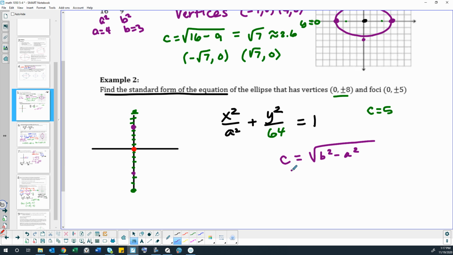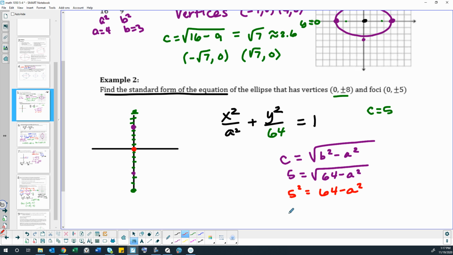And then let's just plug in the numbers we know. So we know c is 5, and we know b squared is 64. But we don't know a squared. So to solve this for a, we need to square both sides. So we're going to go 5 squared equals 64 minus a squared. So I just square both sides.